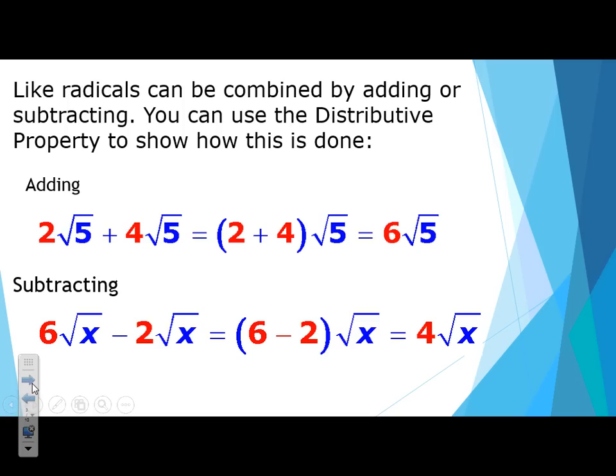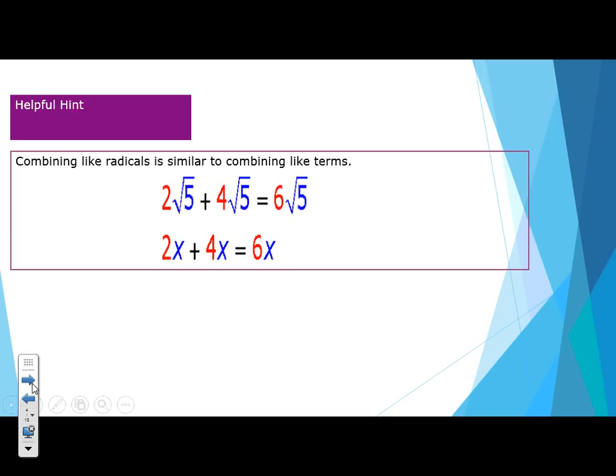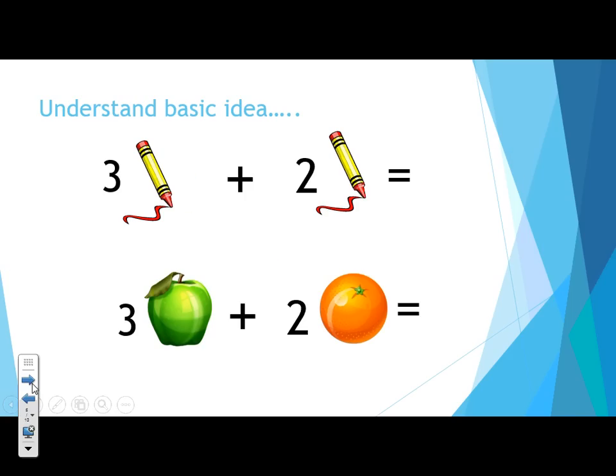So we're going to be trying to make like radicals happen for us, and then we can add and subtract things. We're going to be trying to get similar or like terms, similar to what we remember from Algebra 1. We're going to make those radicals alike before we can add them together. So understand the basic idea of what like terms are. 3 crayons plus 2 crayons makes 5 crayons. 3 apples plus 2 oranges I cannot combine to make anything as a sum because they're two different things, okay?